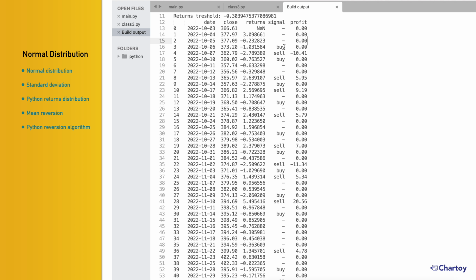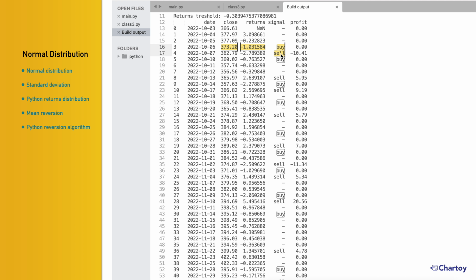So let's look at the first deal, the first time we buy. So you can see in the signal column here, buy. So we bought the stock because the returns were -1, and -1% is lower than -0.3, which means that we crossed our signal, so we buy, and the price that we buy is 373.2 USD.